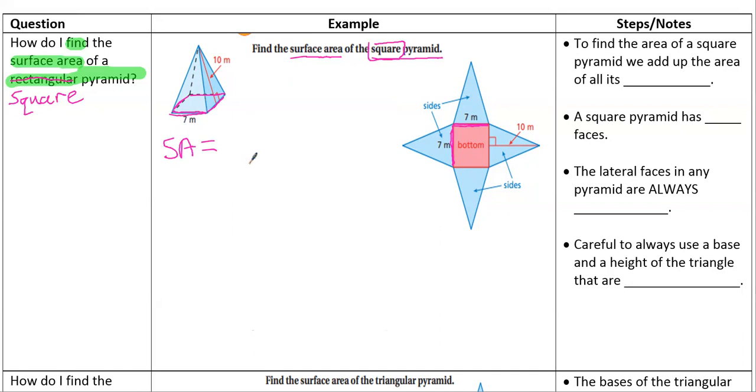we can start with the base. Well, the base is a what? It's a square. How do you find the area of a square? Wouldn't it just be length times width or base times height? Wouldn't that just be 7 times 7? Yeah, that would give us the area of the base, but that's not the surface area. The surface area would be not only the area of the base, or the bottom in this case, but the area also of all the triangles, the lateral triangles.